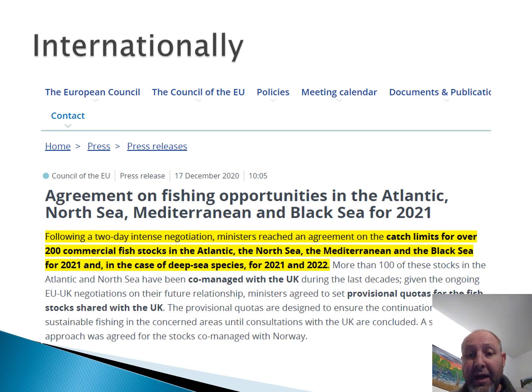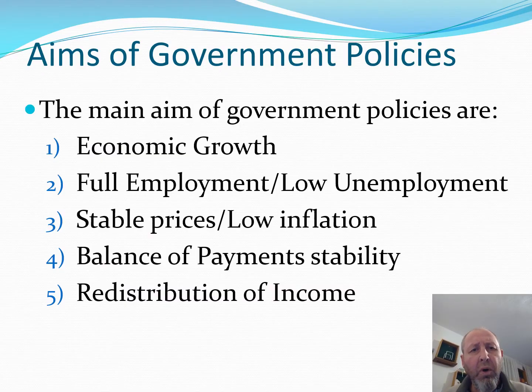Co-managed by the UK during the last days, given ongoing EU-UK negotiations, provisional quotas for fish stock shared with the UK, and an approach was agreed for stocks co-managed with Norway. Very international role here. So what are the aims of government policies?